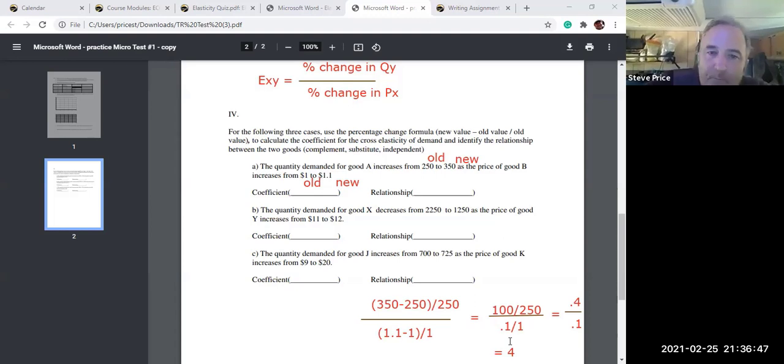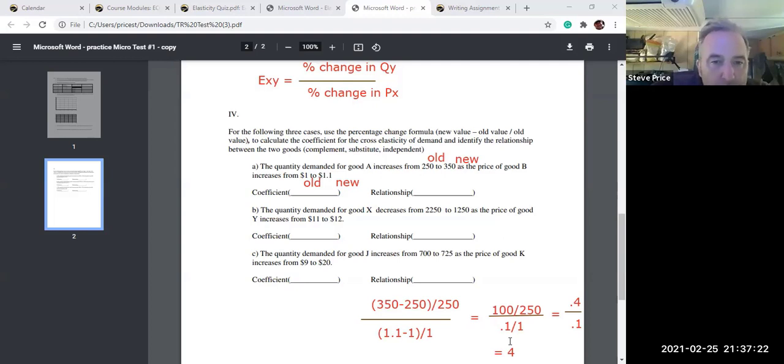What does that mean? If this is cross price elasticity, what does that mean the relationship between good A and good B are? So we're looking at the quantity demanded of good A and the price change of good B. What does that 4 mean? Somebody tell me in the chat box. Yeah, those two goods are substitute goods. Good, Kristen, you got that.